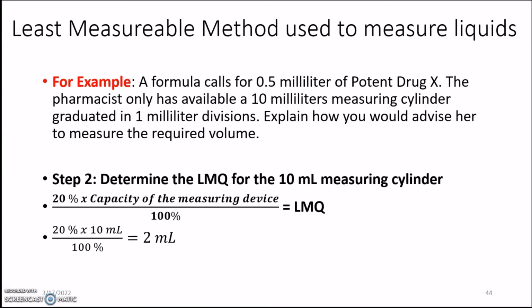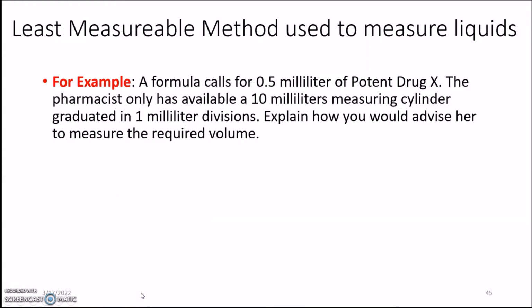The next step is to determine the least measurable quantity for a 10 ml measuring cylinder. Again, we know how to determine this. It is 20% of the capacity of the measuring device, and the capacity is 10 mils, so 20% of 10 mils is 2 mils. This means that we can't measure anything less than 2 mils using this measuring device without attracting a very high percentage error. So therefore, we can only measure 2 mils and above, of course, 10 being the maximum.